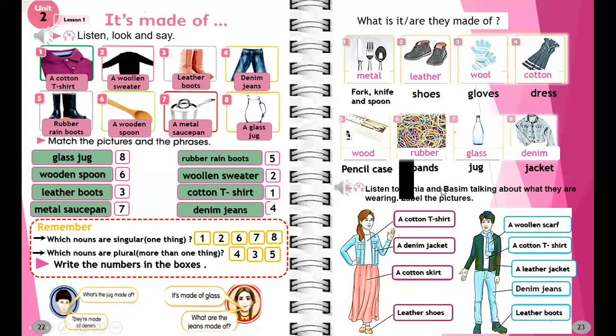Okay. Now, after we complete listening to track 17, we will describe what everyone is wearing. So, Dania is wearing a cotton t-shirt. We describe the t-shirt as cotton: a cotton t-shirt. You must mention the material before the object: the material, then the object. We use the article a because t-shirt is singular. So we can say a cotton t-shirt.